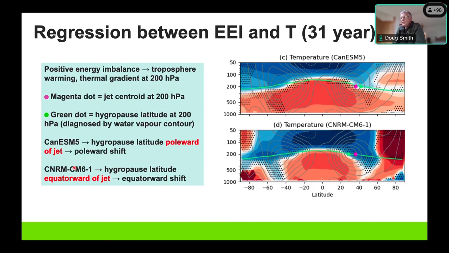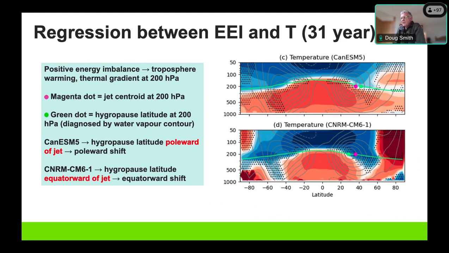So the magenta dot shows the jet centroid, and the green dot shows a measure of the difference between the troposphere and the stratosphere based on water vapor. So we're measuring water vapor here because that's what tends to spread out the heating in the troposphere. And because there's so little water vapor in the stratosphere, that's one way of differentiating the troposphere from the stratosphere. So in CanESM5, you can see that the magenta dot, the jet centroid, is equatorward of this hygropause latitude at 200 hectopascals.